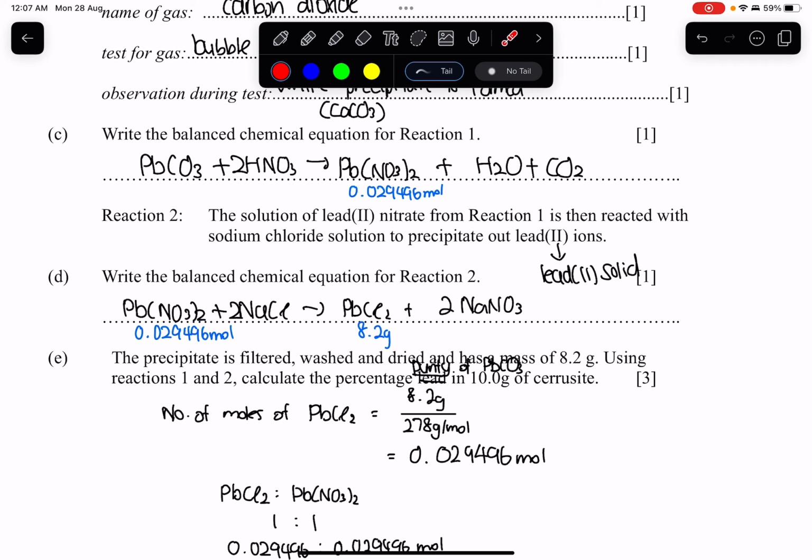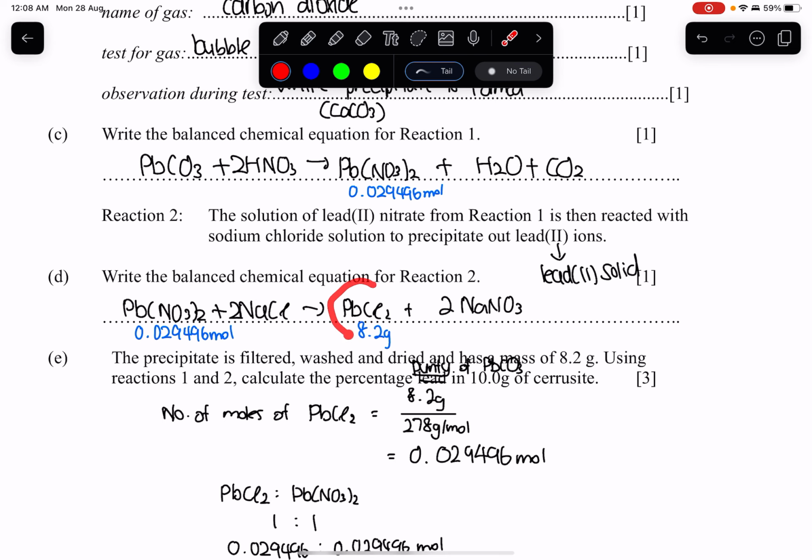I think what happened was you misread this portion, "to precipitate out lead 2 ions", as them asking you for an ionic equation. However, what they are trying to say is that the lead 2 ions originally existed in aqueous form as part of lead 2 nitrate. To precipitate them out means to form a solid containing the lead 2. In this case, it is your lead 2 chloride.